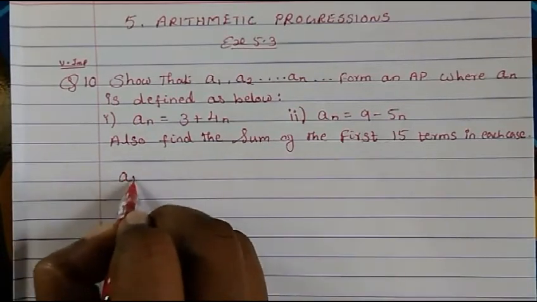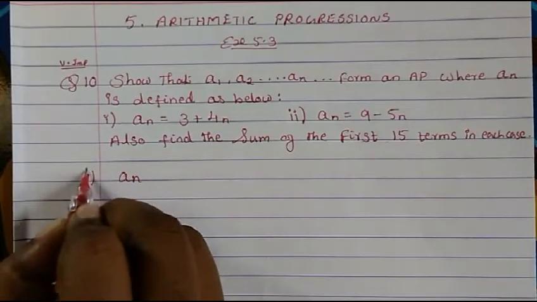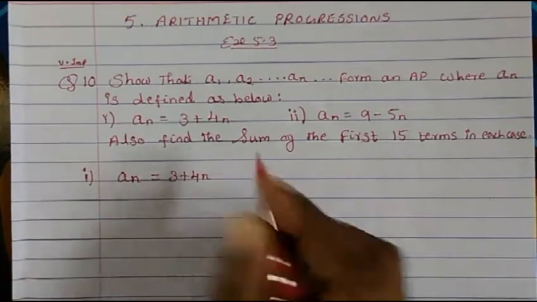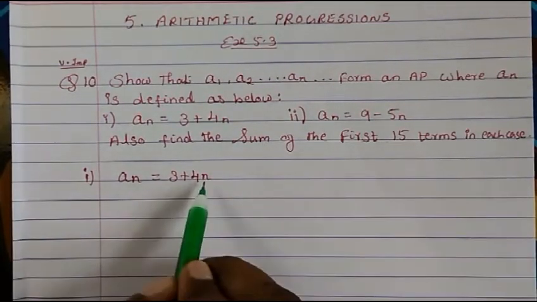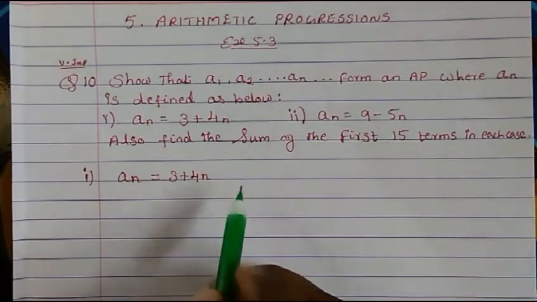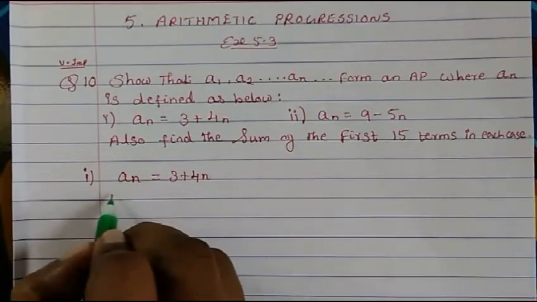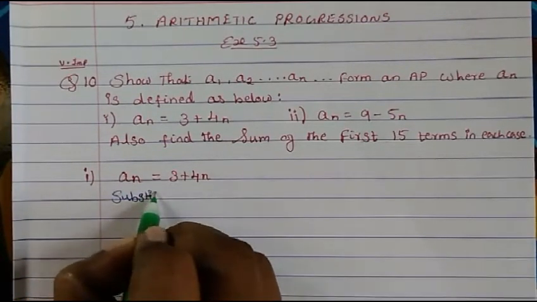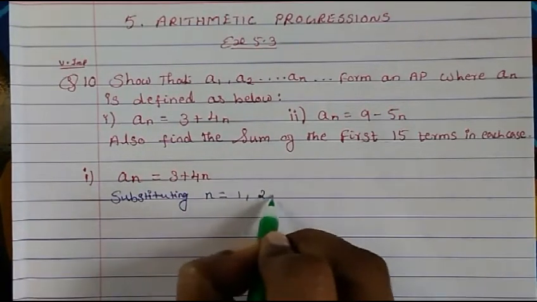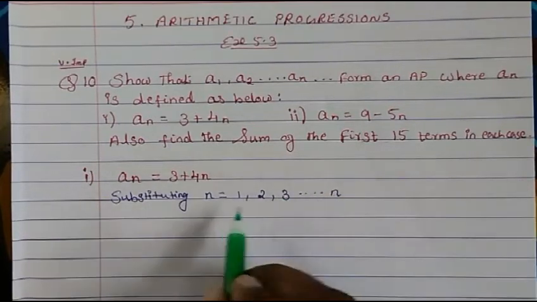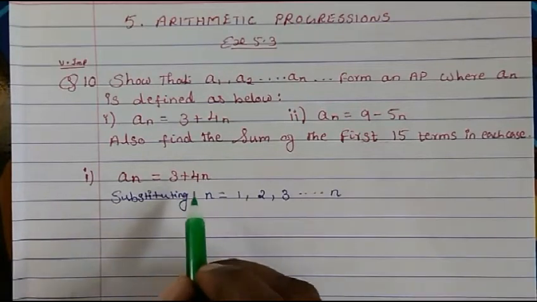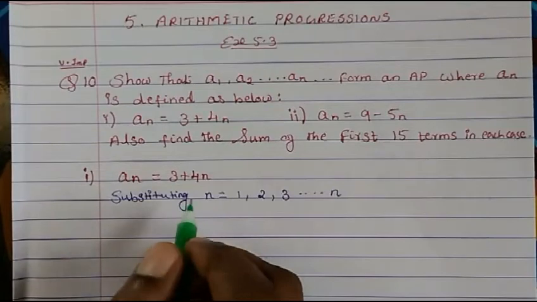First one we will do, that is an is equal to 3 plus 4n. Now if we substitute in the place of n and go on putting the values n equal to 1, 2, 3 and so on up to n, we will get the sequence.